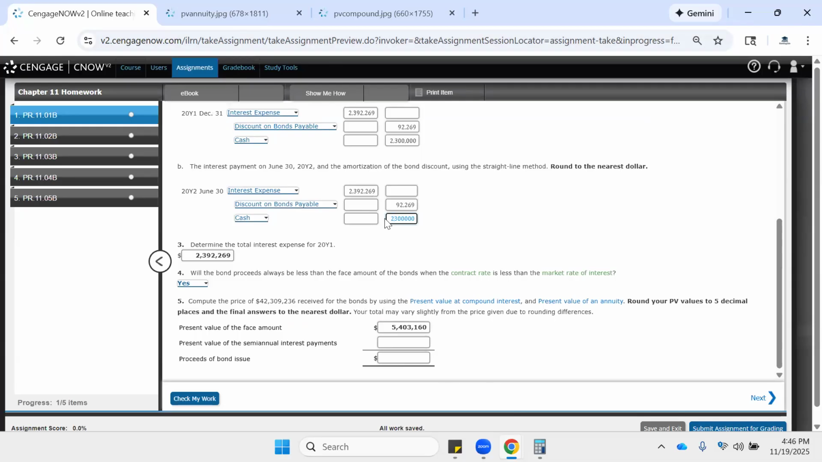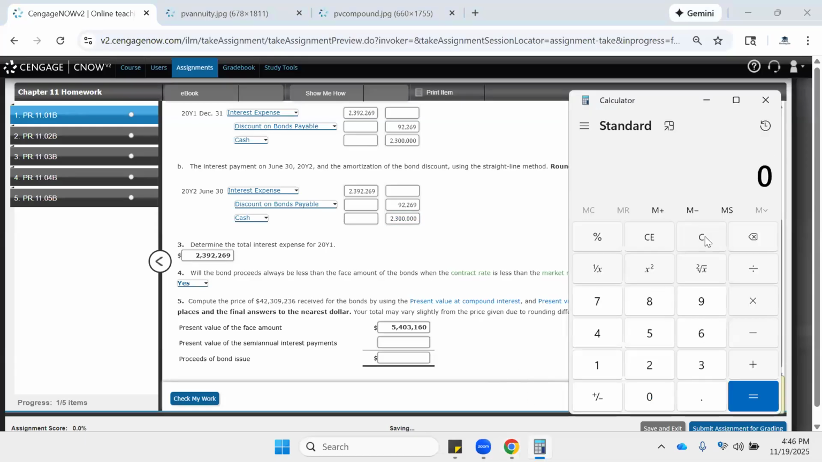To calculate the present value of the semi-annual interest payments, first we have to know what the interest payment is. We calculated it at $2.3 million. That was in each of our journal entries. And again, that's $46 million times 10% interest per year for the coupon rate times 0.5 because it's every 6 months. So we have 2.3 million.